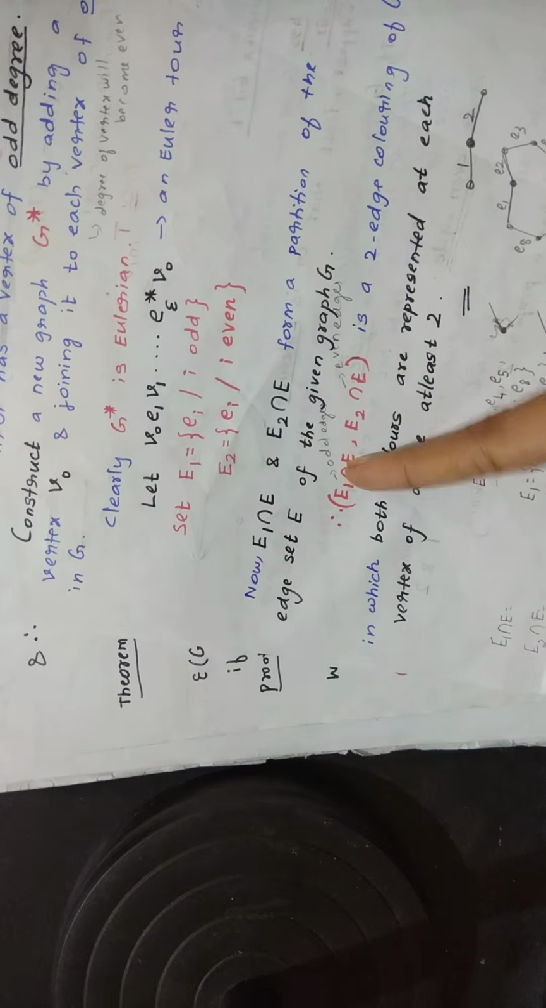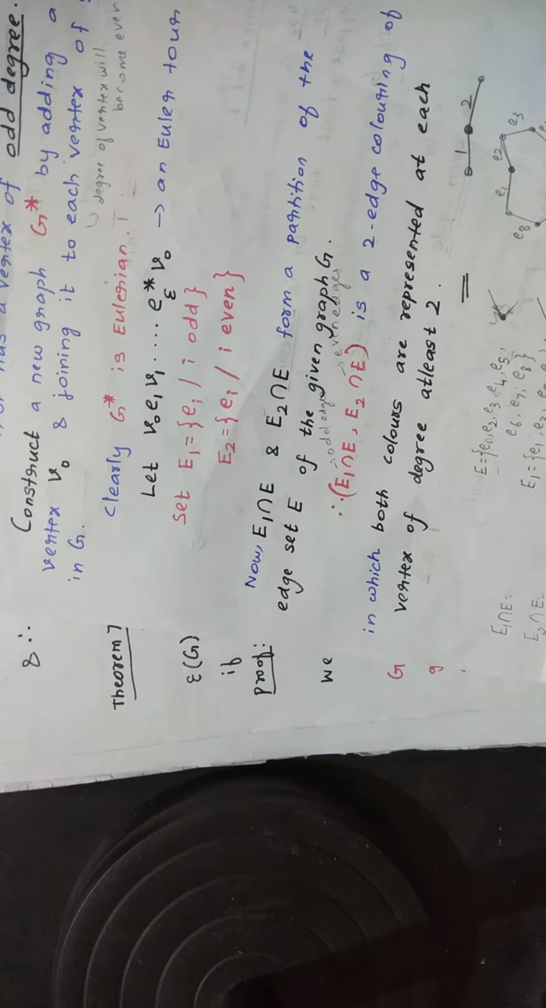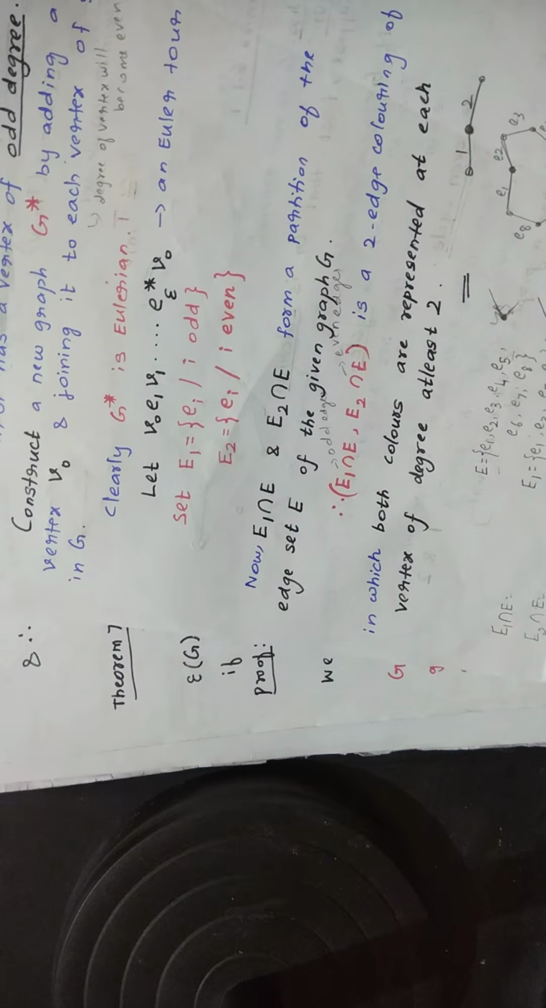So after splitting it into two sets, you do two edge coloring. You can do it: these are odd edges, these are even edges, so you can do two edge coloring. So in this case too, each vertex can be represented with how many colors? 2 colors. What is the condition? The vertex should have at least how much degree? 2 degree. Okay. Hence the proof.